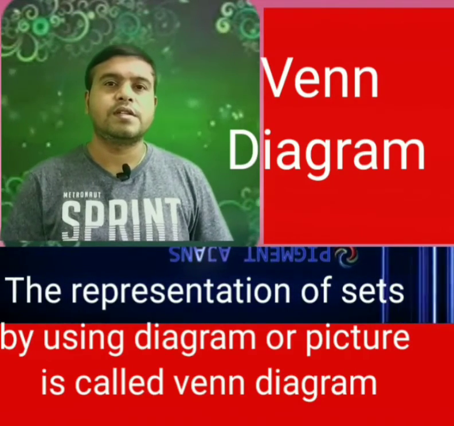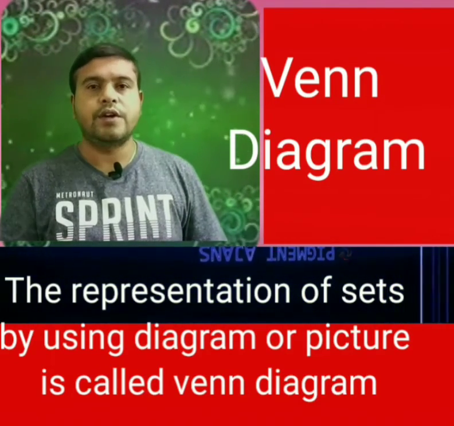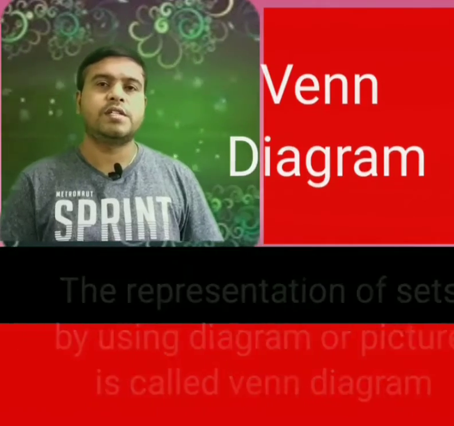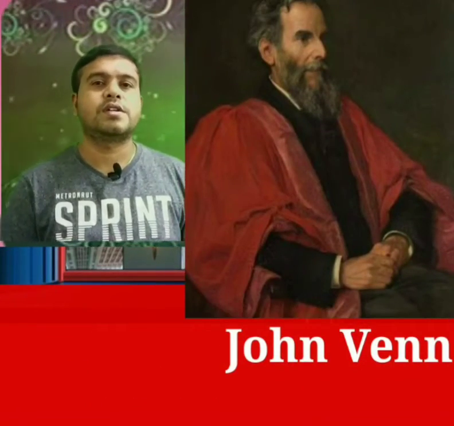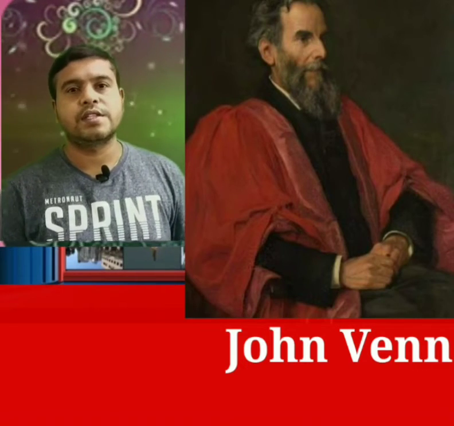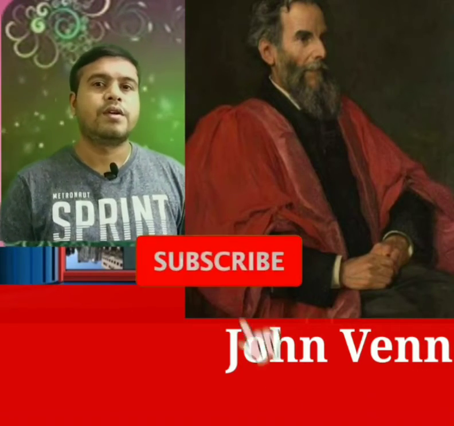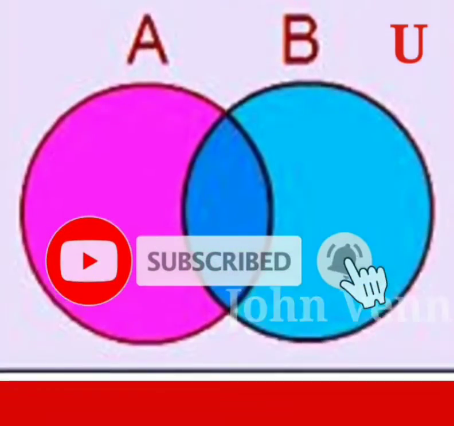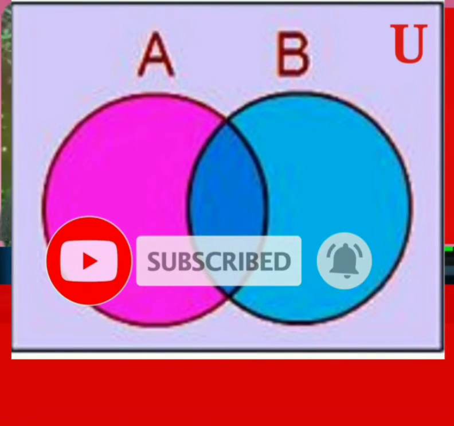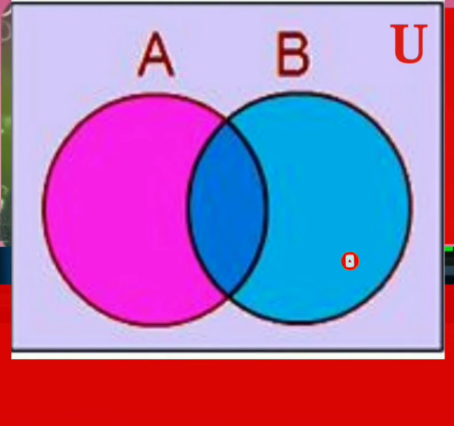The Venn diagram was introduced by the mathematician John Venn. That's why this representation of a set is called a Venn diagram, where we represent the universal set by using a rectangle and the remaining sets by using circles.